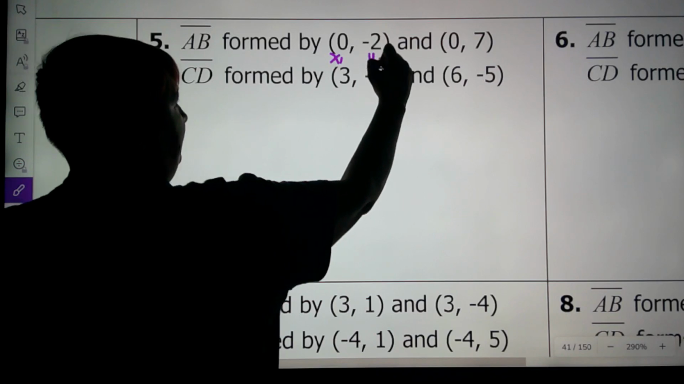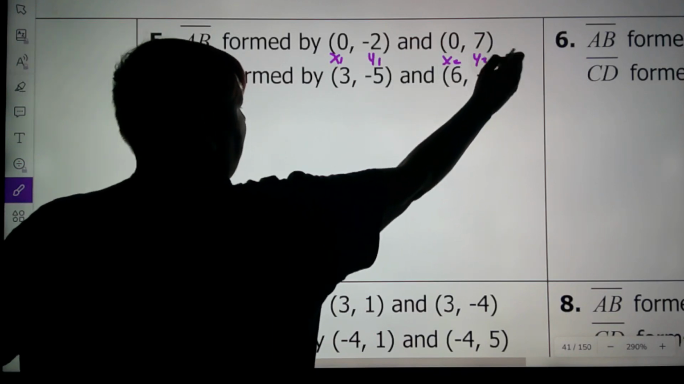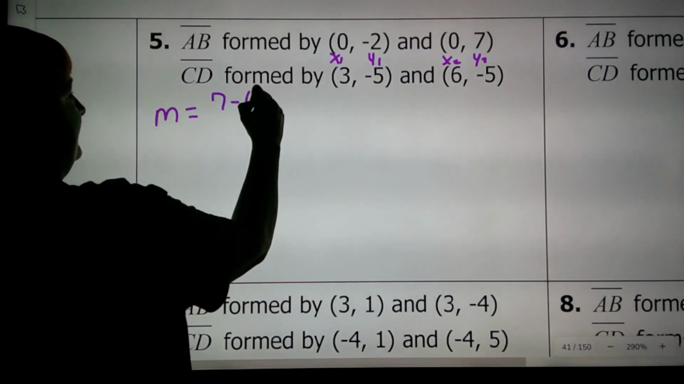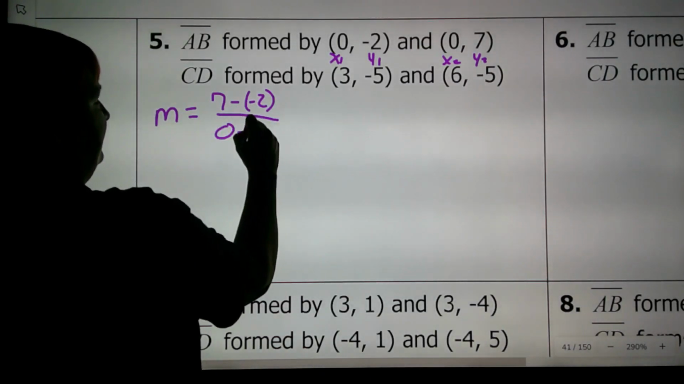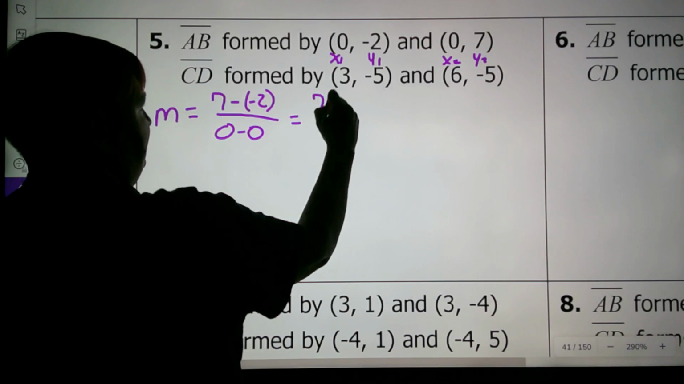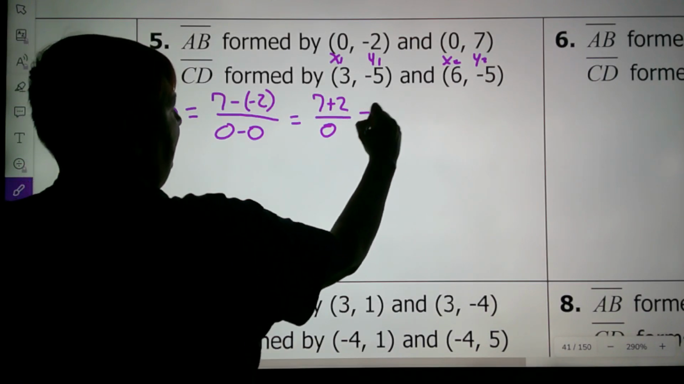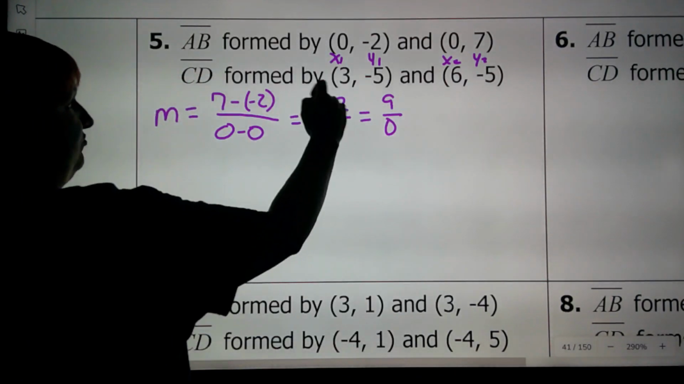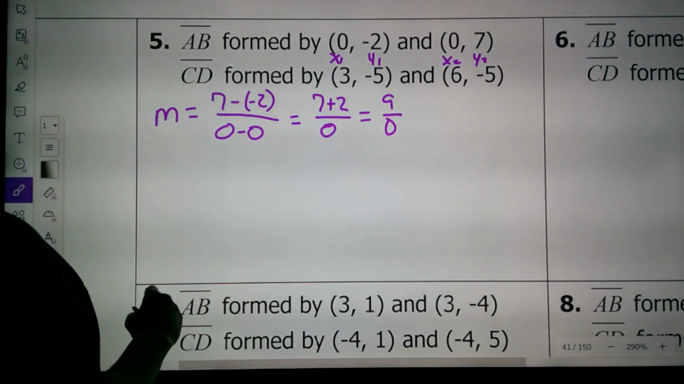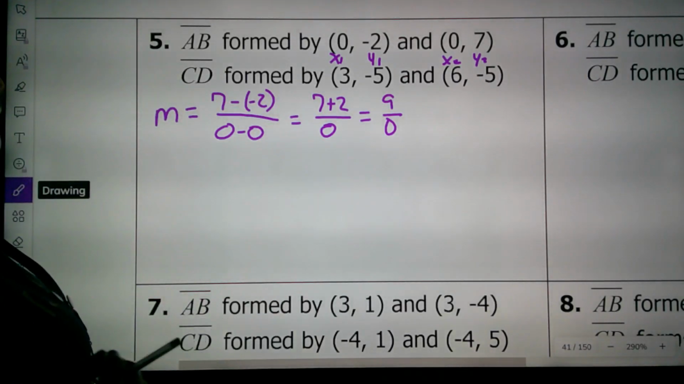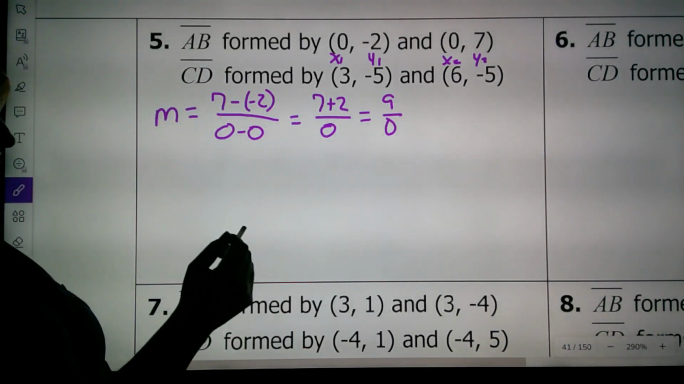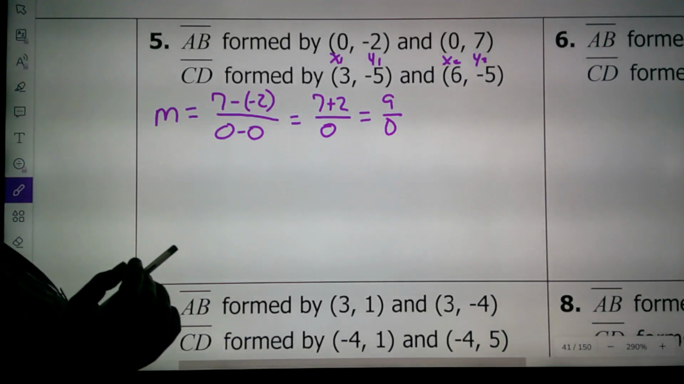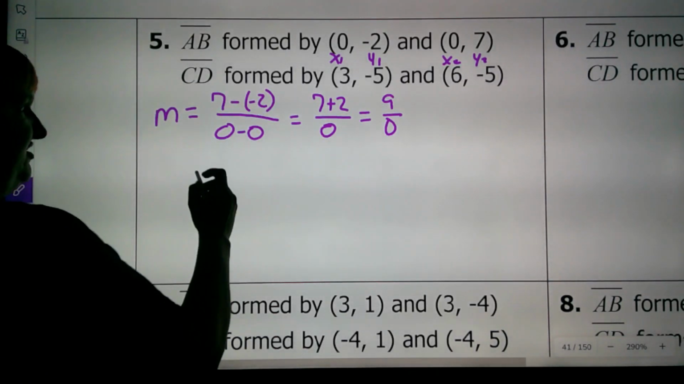x1, y1, x2, y2. We have m equals 7 minus a negative 2 over 0 minus 0. So we have 7 plus 2 over 0. We have 9 over 0. That's undefined. But it's okay because we're going to see what this one is. This one might also be undefined, in which case they would be parallel. Or it might be zero slope, in which case it would be perpendicular. Interesting. Let's find out.